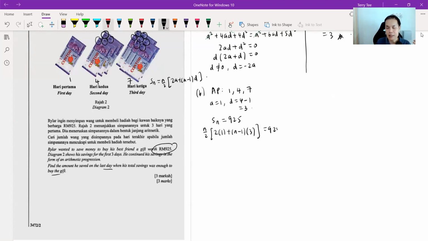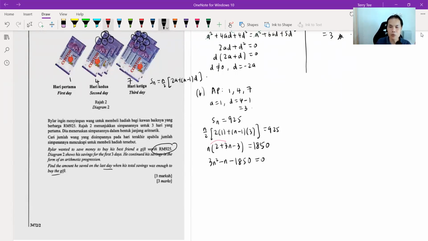The result is 925. Now, for me, I will expand the bracket first, the bracket inside here. This is 2 plus 3n minus 3. The 2 on the left, I multiply it over. This number is bigger. 9 times 2 is 18, 25 times 2 is 50, so 1850. Expand the bracket, multiply this inside. So this will give us 3n squared. Now 2 minus 3 is negative 1. There's an n inside, so it's minus n, equals 1850.